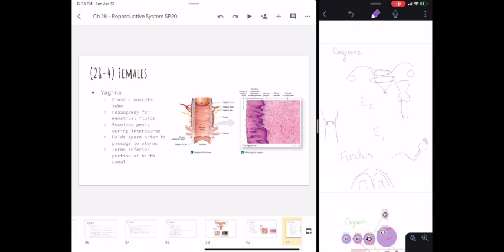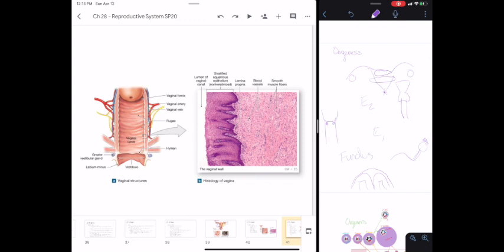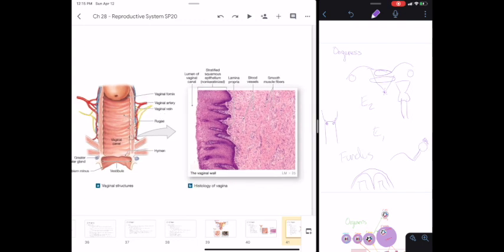Forms the inferior portion of the birth canal. So if there's a vaginal delivery, the baby would exit through here. The vagina is a very muscular organ. It is ribbed, and it is very resistant to change. I shouldn't say stretchy, but it's able to stretch really well, which makes sense because we have a lot of stratified squamous epithelium here, so they are able to change shape really easily.